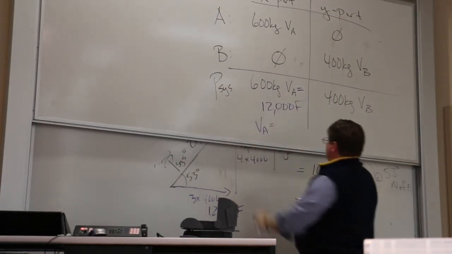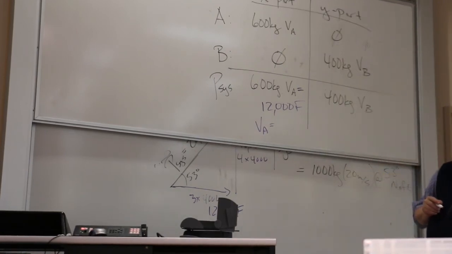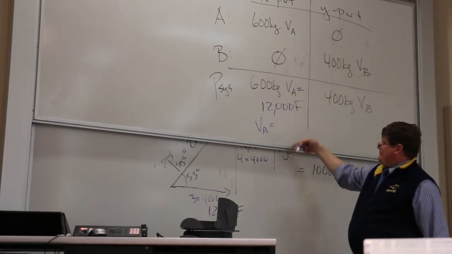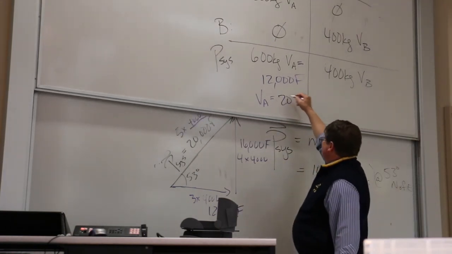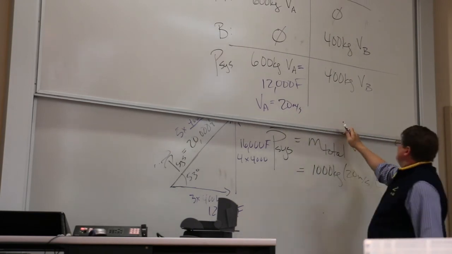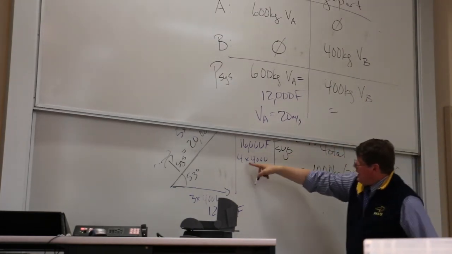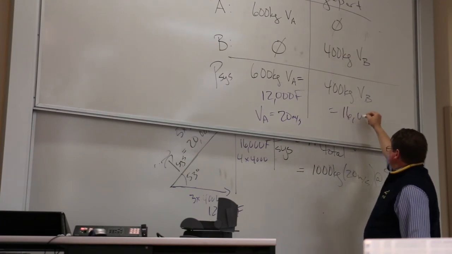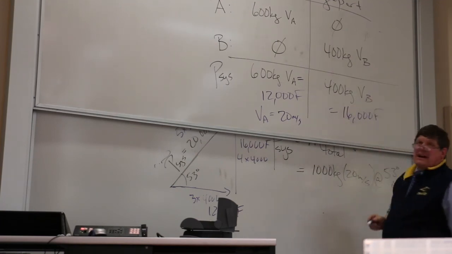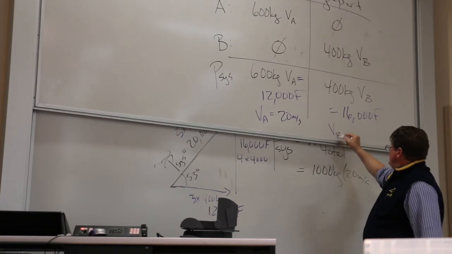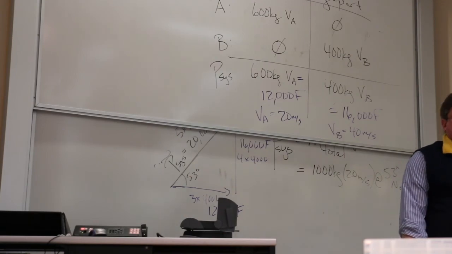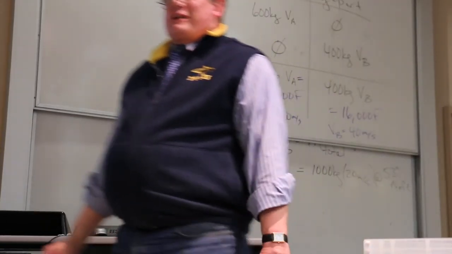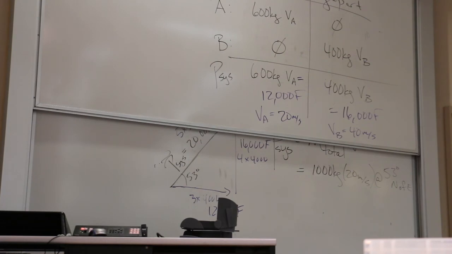How fast was A going? This has to equal that. It's going 20. This has to equal the y part of 16,000. How big is VB? 40. More than 80 miles an hour. Throw him in the pokey. Okay? Clearly he was speeding.